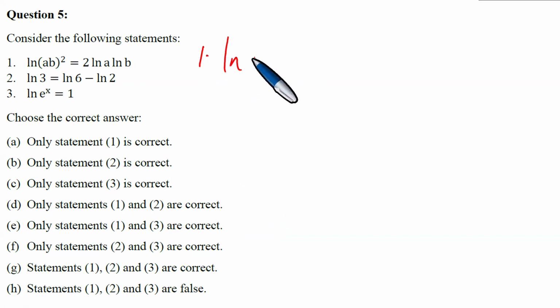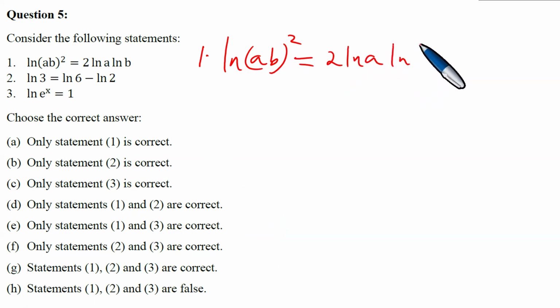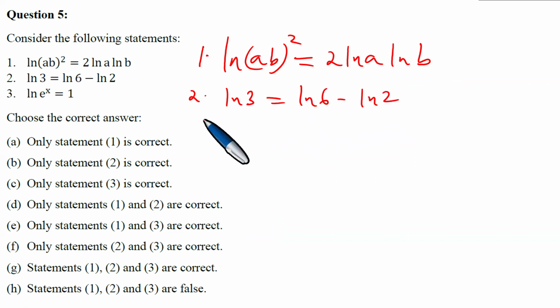Okay, let me write them in big because this typing was small. Statement one says the ln of AB all squared is 2 ln A ln B. Statement two says ln 3 is the ln of 6 minus ln 2. Number 3 says the ln of e to the power x equals what? Which one is the correct one here? We're just practicing here, but it's too easy.